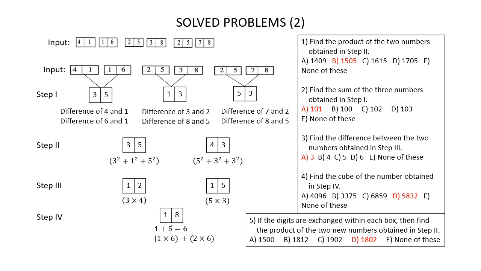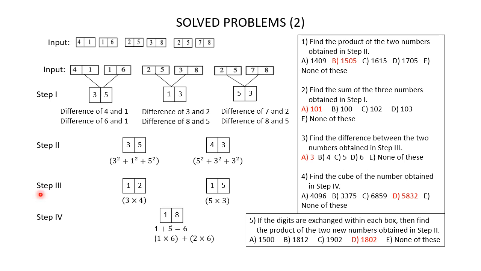Also 5 squared plus 3 squared plus 3 squared gives the second number of step 2. Now 5 squared plus 3 squared plus 3 squared is 25 plus 9 plus 9, which is nothing but 43. So 43 is the second number in step 2. So 35 and 43 are the two numbers in step 2. So you have to write each of these numbers inside a box, and each of these numbers has to be split into their respective digits.